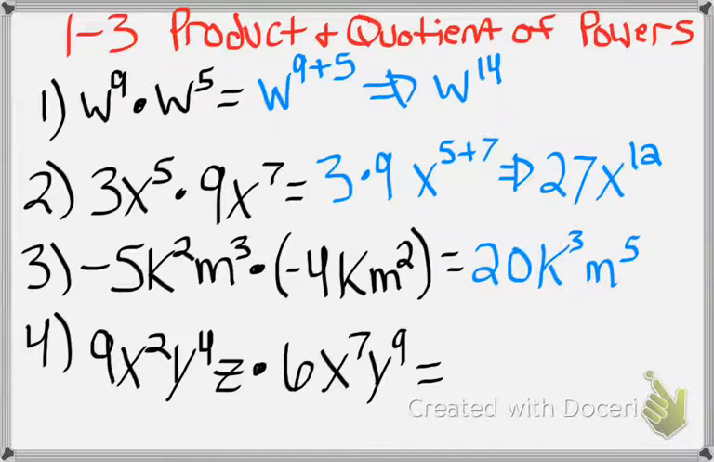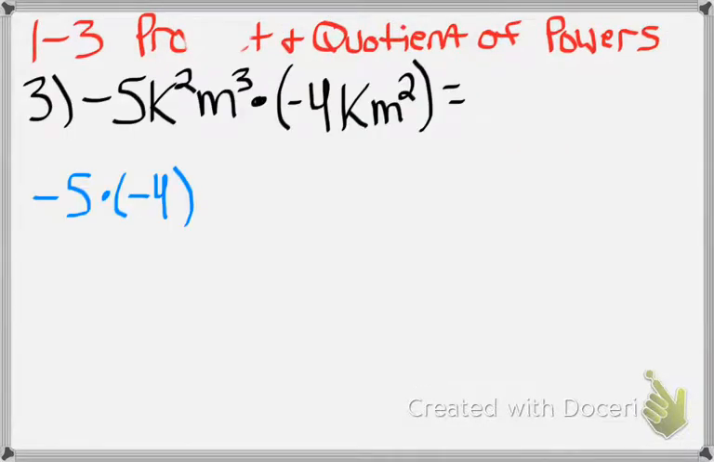Okay, you get positive 20 times k to the 3rd power times m to the 5th power. Now I'm going to explain how to get that answer, so if you already know how to get it, you can fast forward past the next part. Start by multiplying your coefficients together. Negative 5 times negative 4, a negative times a negative, that's positive 20.